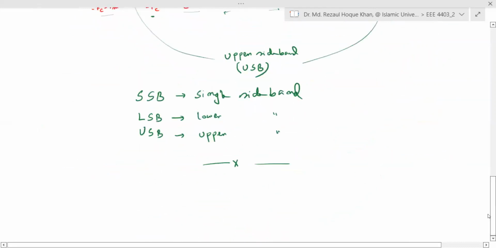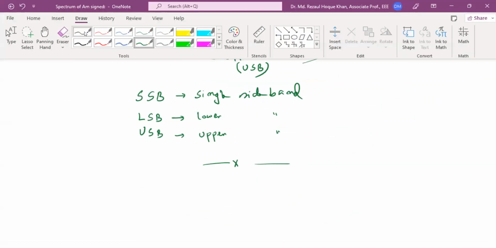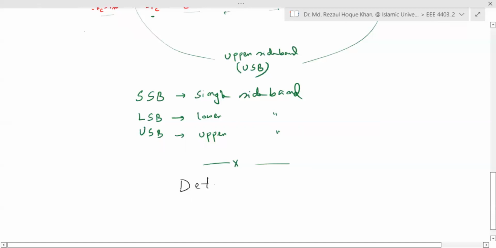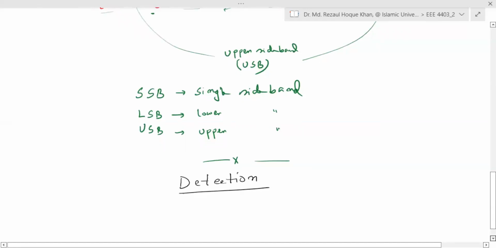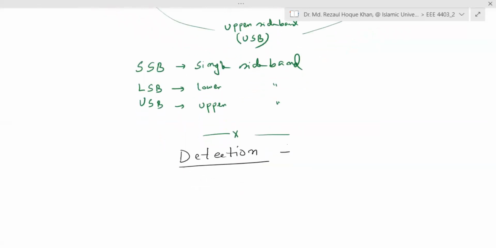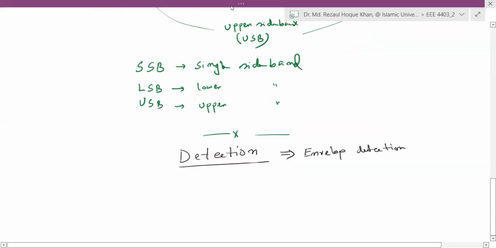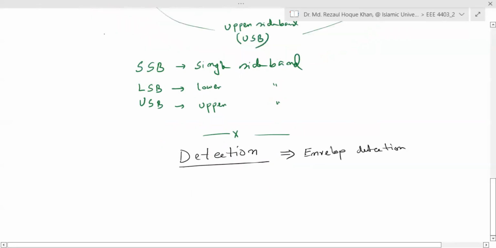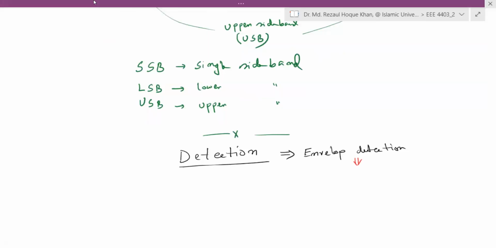So now the detection. We modulated the signal and we transmit the signal. How to detect it? Detection will obviously be by envelope detector. So how do you do envelope detection? What does it actually do? It detects the envelope of this amplitude modulated signal, so it detects the envelope of the transmitted signal to recover the message.